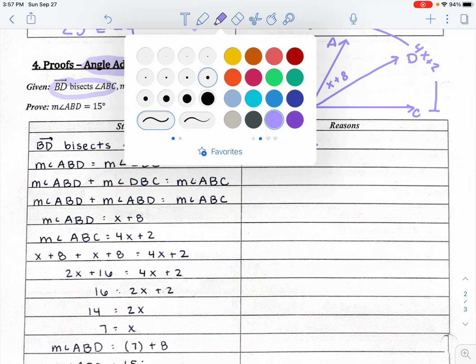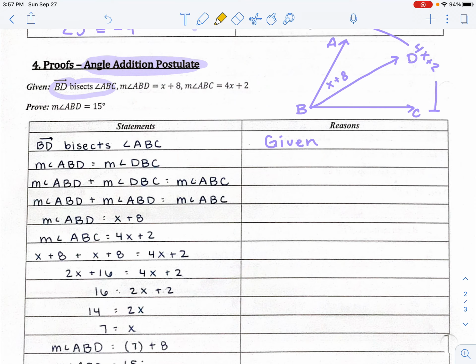All right, it then tells me that the measurement of angle ABD, so I'm going to trace my angle, measurement of ABD equals the measurement of DBC. Well, how did I know that those two things were equal? It's because it said the word bisect, all right? I know they're equal because that thing is bisecting it. So the reason here would be the definition of an angle bisector. So whenever you see the word bisect, you're going to be using this reason.